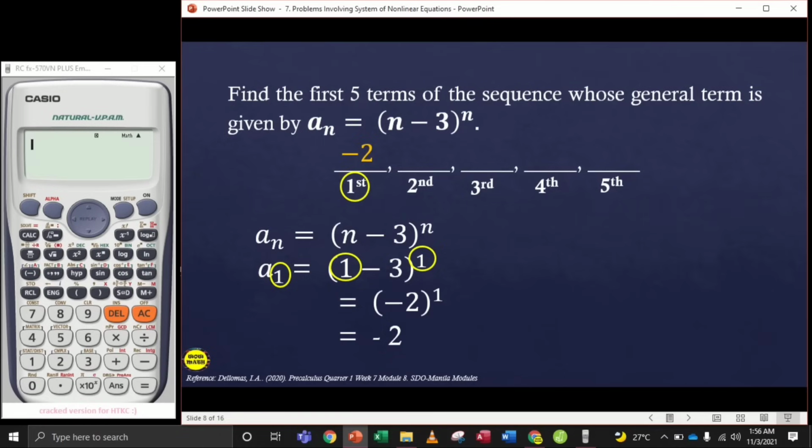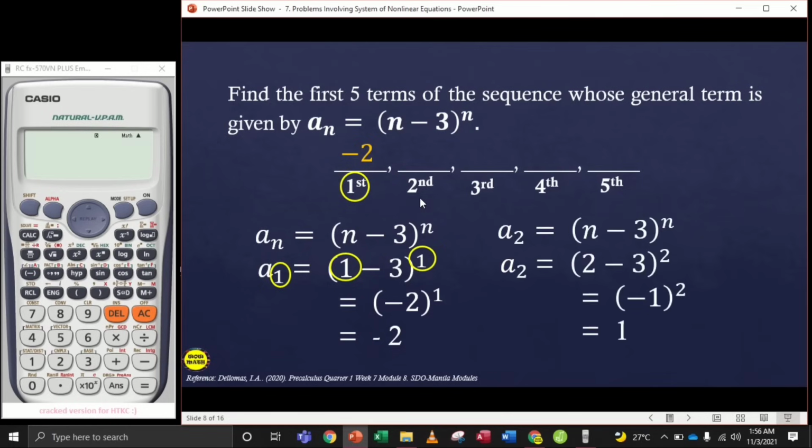Next, paano naman kapag second term? So, ganun din, papalitan natin yung n natin ng 2 since second term na yung hinahanap. Okay, so 2 minus 3 raised to 2. 2 minus 3 is negative 1. Negative 1 times negative 1, that is positive 1. So, the answer here is positive 1. Okay, so pinalitan natin ng 2.